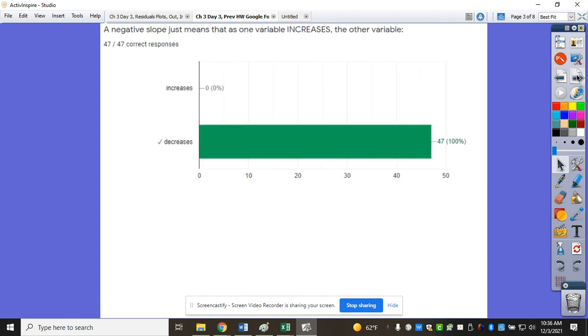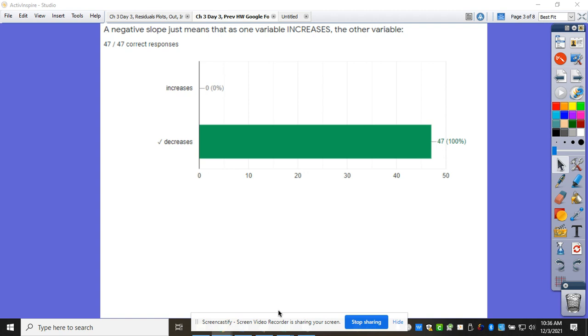A negative slope, everybody got this one right, it means that as one increases, the other one decreases. Now, I always have people who get confused. Easy concept, but if I ask it in a different way, some people get confused. Right, that was obvious.